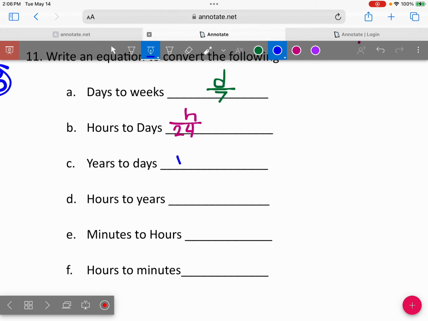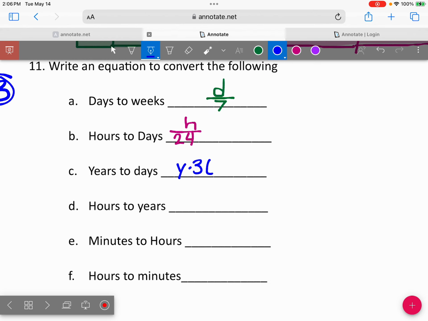If I told you it was 2 years, how many days is that going to be? 365. Years times 365. There we go, 365. So then it starts to get a little wonky here. Hours to years. So if I give you some number of hours, how could I convert that to years?